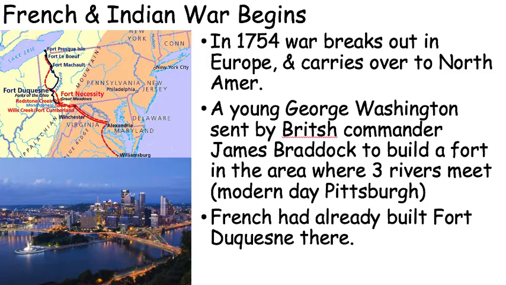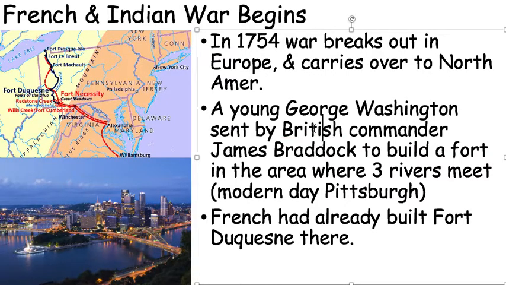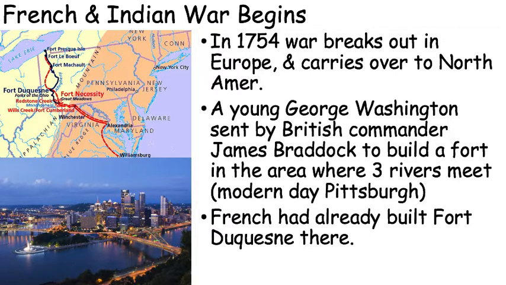So this moves us to the start of the war. 1754, tensions are increasing greatly in the Ohio River Valley. See lesson number 1. George Washington is ordered by his commander, James Braddock, to build a fortress in an area of western Pennsylvania where 3 different rivers, the Monongahela, the Allegheny, and the Ohio River, all meet.